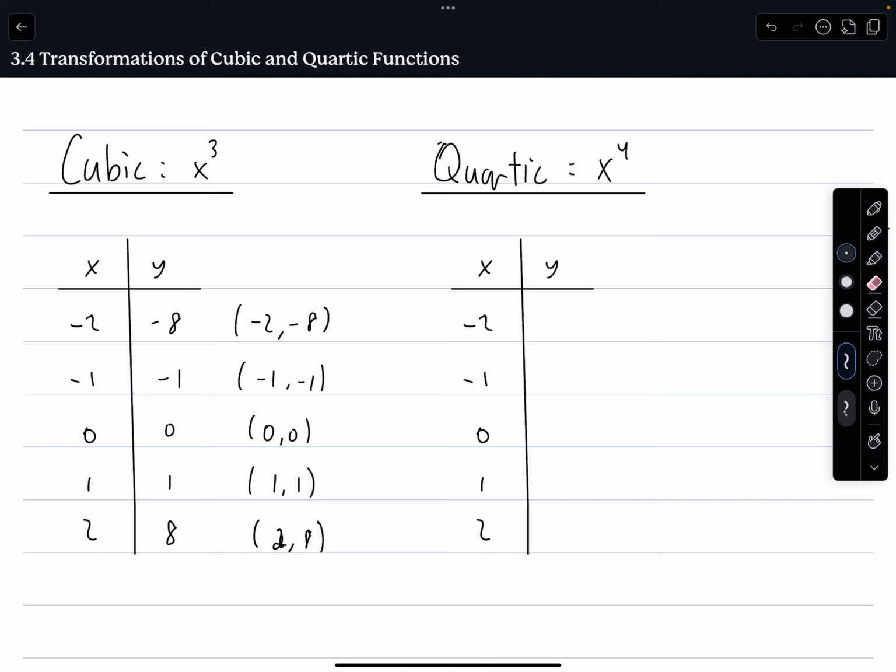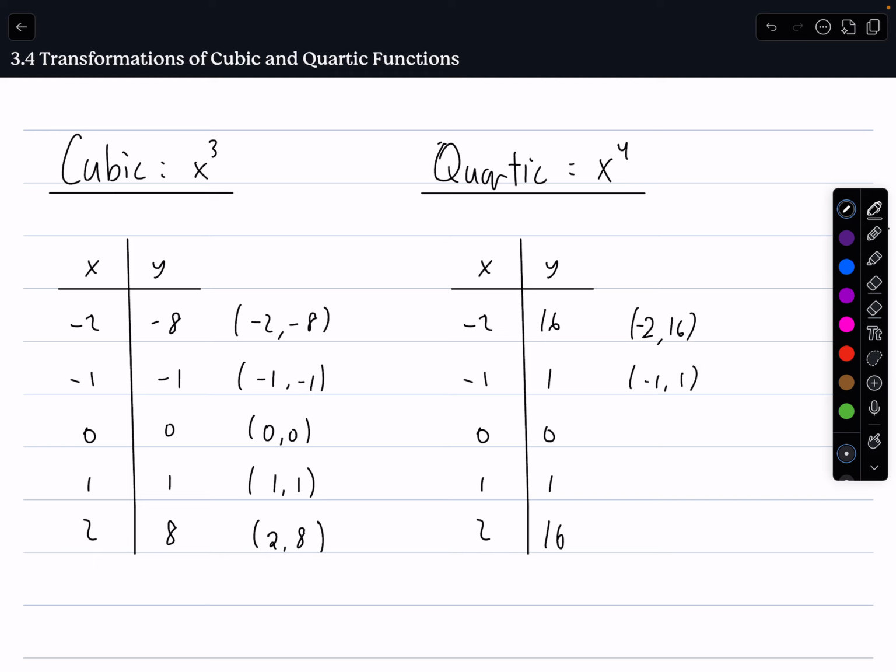Let me just write that a little neater for you guys. And the same thing we're going to do for the quartic function. So if we plug in -2, mind you, we're plugging it into these equations to get the y value. So when we plug in -2, -2 to the power 4 gives me 16, then 1, 0, 1, 16. So these are the parent function points for the cubic and quartic function. So I want to write these as parent functions.